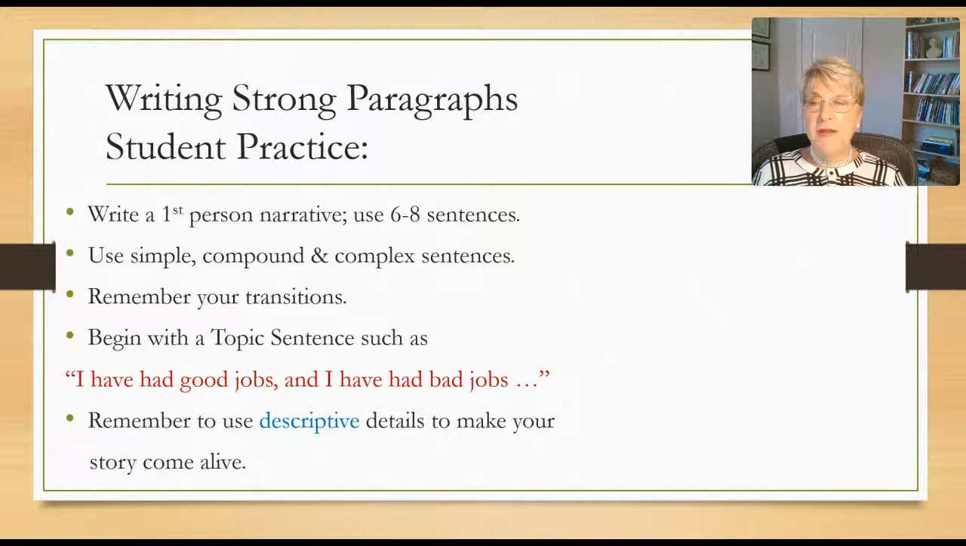So I am suggesting that you write a first-person narrative using 6 to 8 sentences. Use simple, compound, and complex sentences. Remember your transitions. Begin with the topic sentence, and I'm going to give you one to make it easy. I've had good jobs, and I've had bad jobs. And remember to use descriptive, concrete, specific details to make your story come alive.